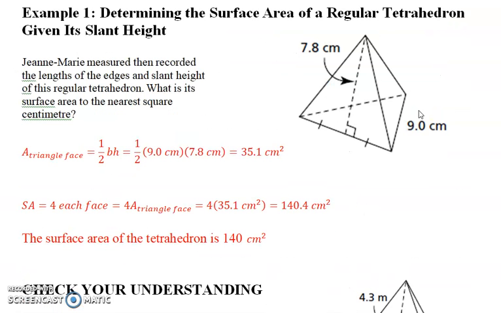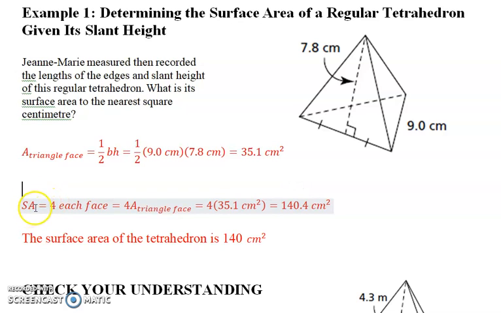Let's look at example 1. It says determine the surface area of a rectangular tetrahedron given its slant height. So the diagram's given. It has a slant height of 7.8 and a base of 9. So therefore I can just find the area of the triangular face, which is 1/2 the base times the height. I substitute 9 in for the base, 7.8 in for the height, which is the slant height, because if we were to flatten this and create the net, multiply the two numbers together, divide by 2, or multiply by 1/2, and I get 35.1 centimeters squared. It's exactly that, so I didn't round yet.